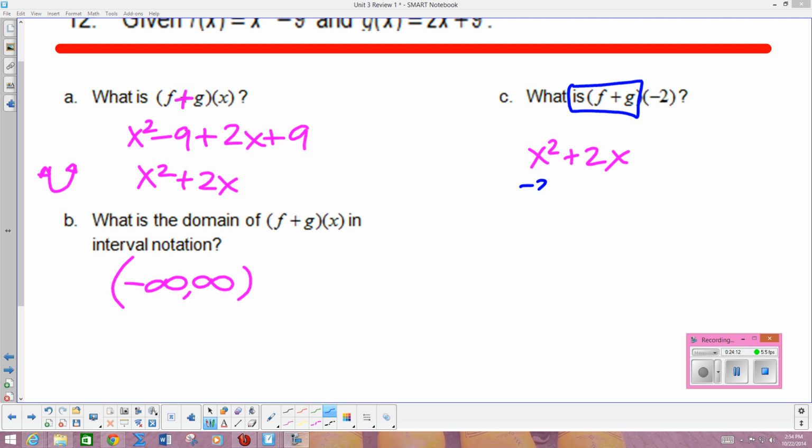So I see x, it's a negative 2, and then I square it. Plus 2 times x is a negative 2. So I substitute that in. Negative 2 quantity squared is 4. Negative 2 times a negative 2 is a negative 4. 4 minus 4 is 2.